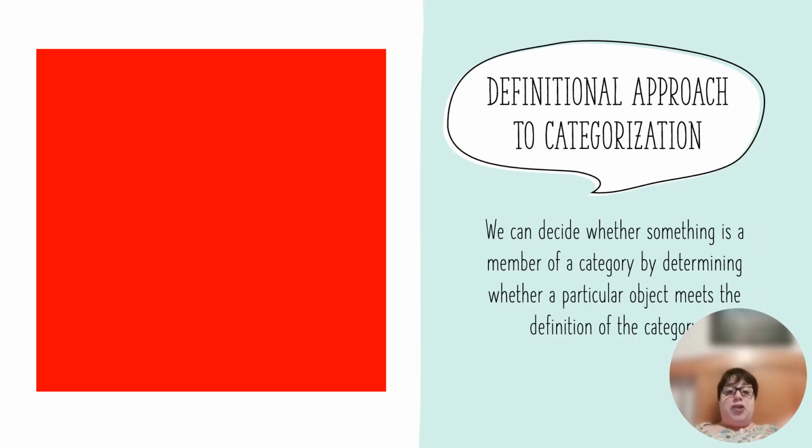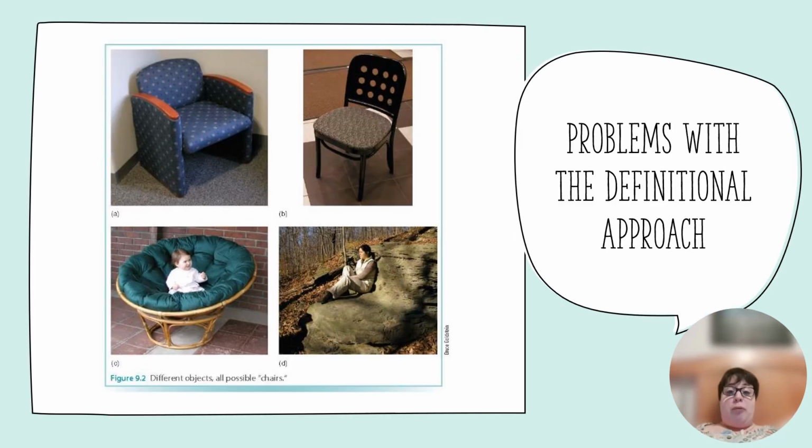According to the definitional approach to categorization, we can decide whether something is a member of a category by determining whether a particular object meets the definition of the category. So definitions work really well for some things, such as geometric objects, right? Thus defining a square is as simple as a plane figure having four equal sides. However, for most natural objects, such as birds, trees, and plants, and many human-made objects like chairs, definitions don't work well at all. Right? So the problem with the definitional approach is that not all members of everyday categories have the same features.